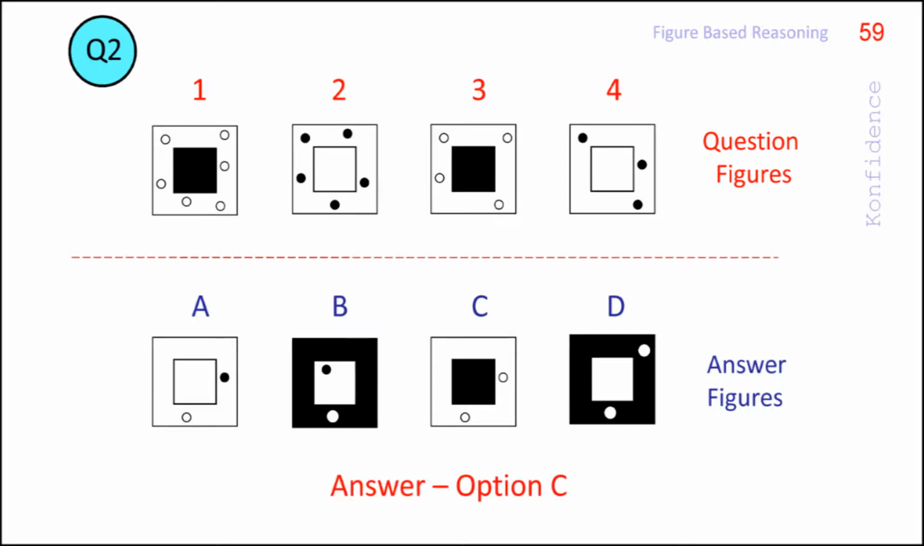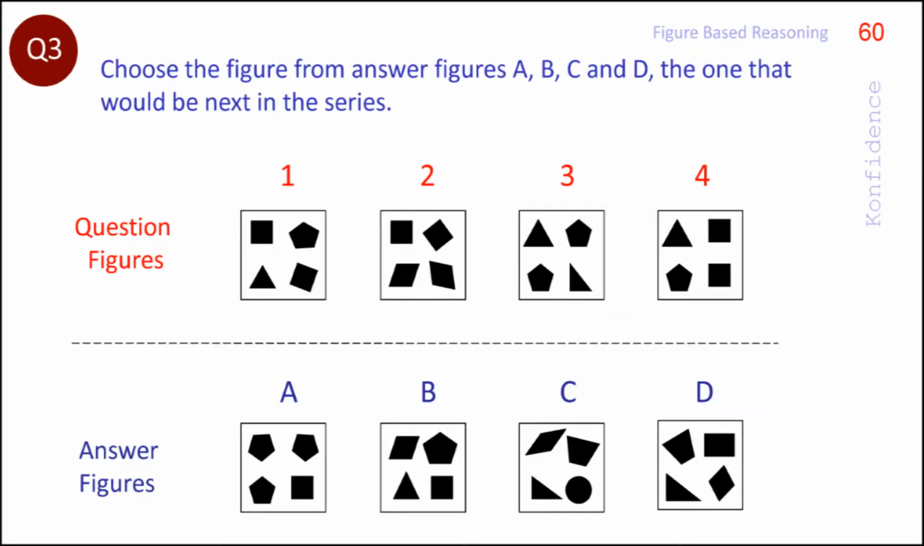Look at the answer figures. There is only one figure with the core black, and that is C. Therefore, the answer will be option C. No analysis here, just by plain observation, we can reach the answer C. Read the questions and answer the question.